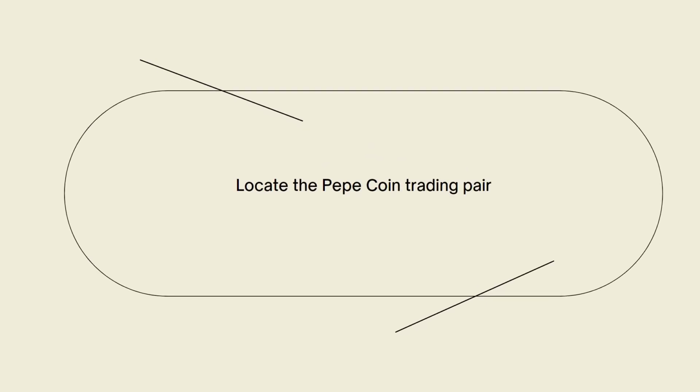Now locate the Pepe Coin trading pair. Once connected, search for the Pepe Coin trading pair. It is usually denoted as Pepe/ETH or Pepe/WETH. Click on the trading pair to access the trading interface.